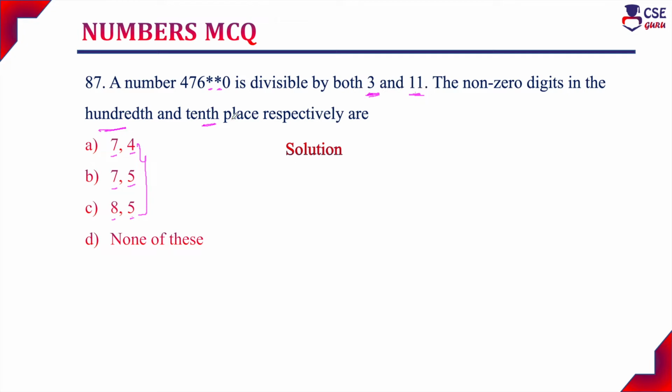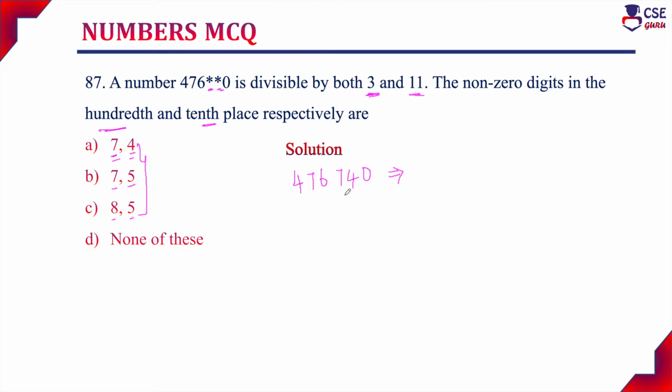First we will replace the number with the first option, that is 7 and 4. That is 4, 7, 6, and the 100th place value is 7 and the 10th place value is 4, 0. First we will check the divisibility by 3. The divisibility rule for 3 is that the sum of the digits should be divisible by 3. And the divisibility rule for 11 is that the sum of the odd digits minus the sum of the even digits should be either 0 or divisible by 11. First we will check the divisibility by 3. If it is possible, then we will check the divisibility for 11.